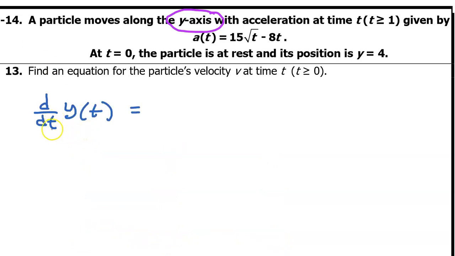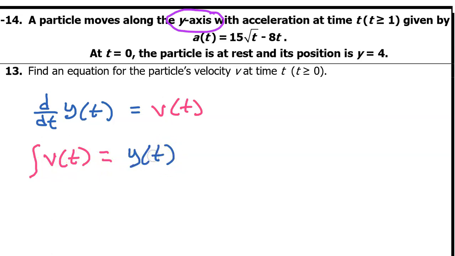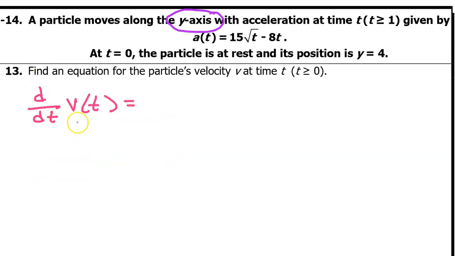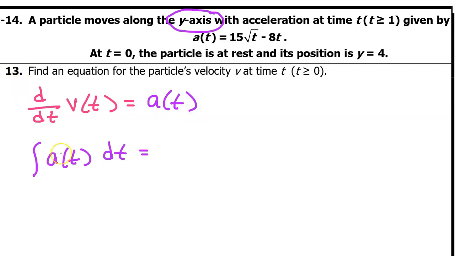Notice that if you take the derivative of a position function, you get the velocity function. But you can do this the other way around. If you take the integral of the velocity function, you get the position function. Similarly, if you take the derivative of a velocity function, you get an acceleration function. Going backwards, if you take the integral of an acceleration function, you will get a velocity function. And that's what we need to do right now.